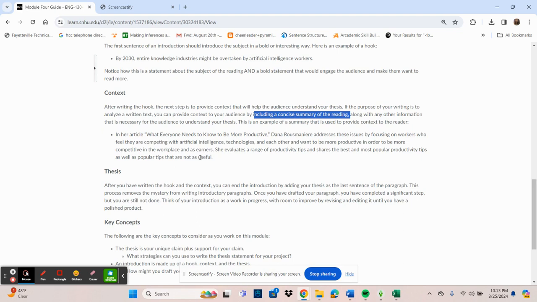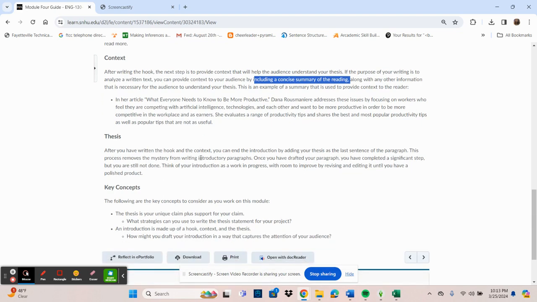And then we get to the best part, the thesis statement. After you've written the hook and the context, you can end the introduction by adding your thesis as the last sentence of your paragraph. I'm going to say that one more time because people like to move the thesis all around, right? After you've written the hook and context, you can end your introduction by adding your thesis as the last sentence of the paragraph. This process removes the mystery from writing introductory paragraphs.